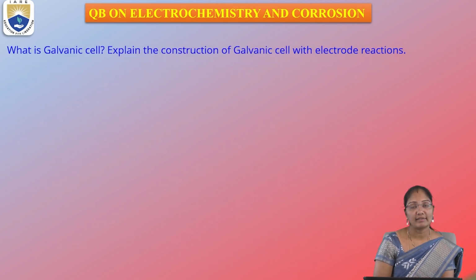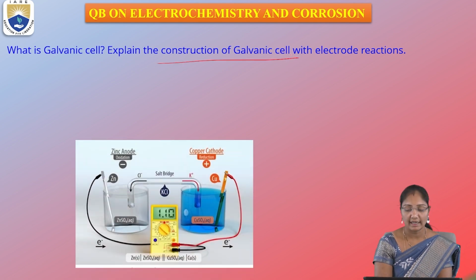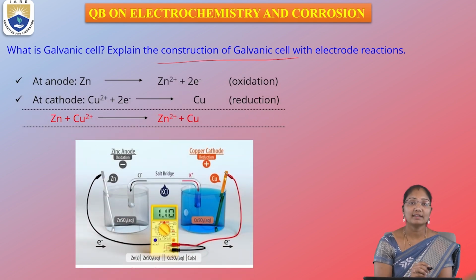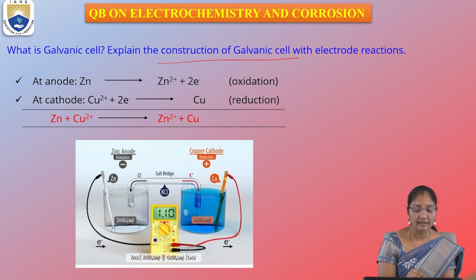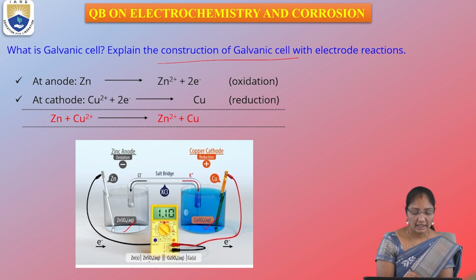So what is a galvanic cell? Explain the construction of a galvanic cell with electrode reactions. So this is the galvanic cell here. The zinc is dipped in its respective solution, zinc sulfate, and the copper is dipped in copper sulfate solution. Here the overall reaction is zinc solid and zinc sulfate aqueous, and copper sulfate aqueous and copper solid.